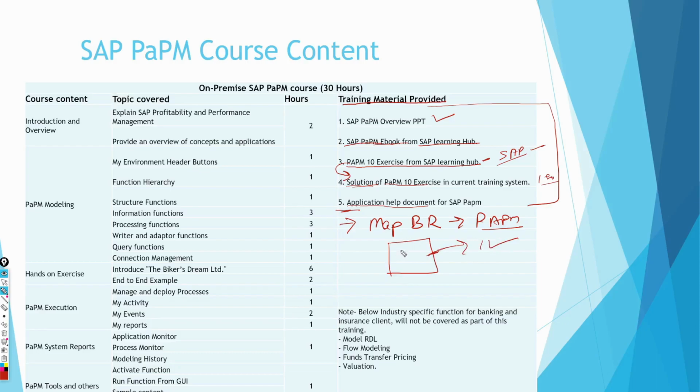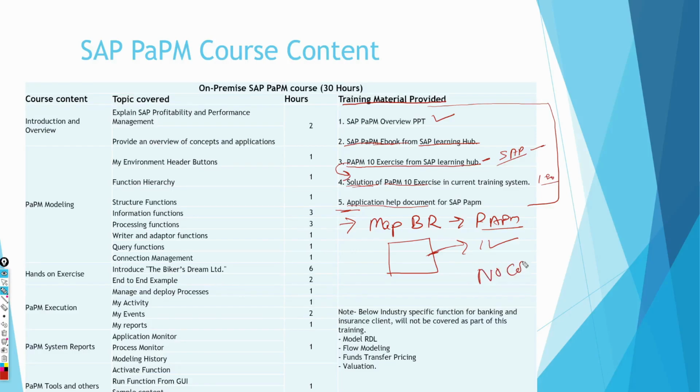So the requirement that you have from business, for example an allocation, you will be able to build in PAPM. Now, PAPM is relatively new technology. For example, it is not 10 or 20 years old in SAP. This is a relatively new tool from SAP. And here there is no coding involved.